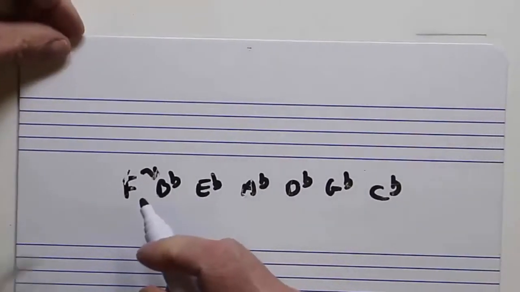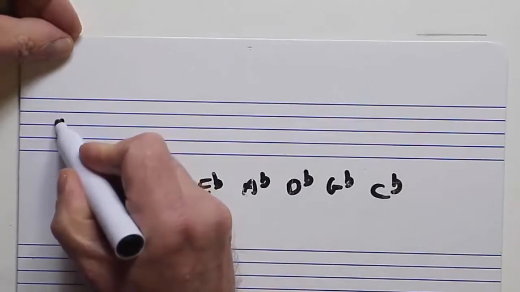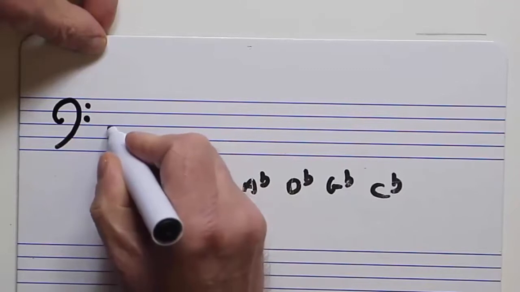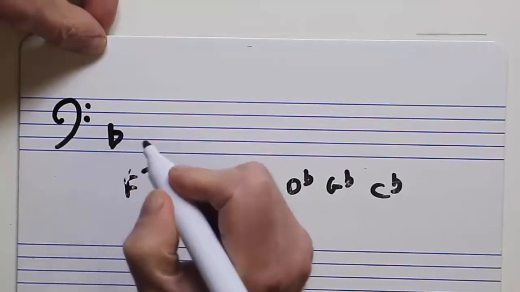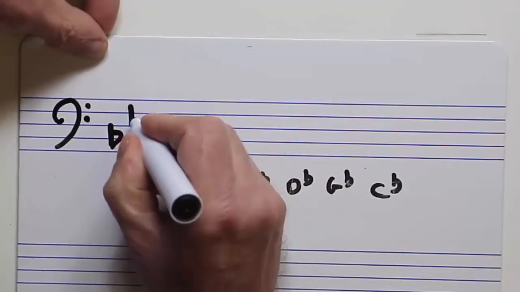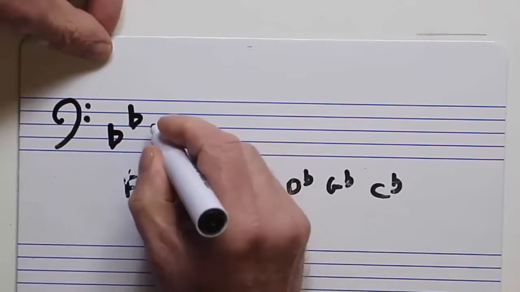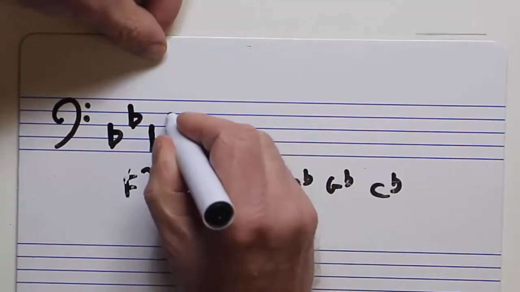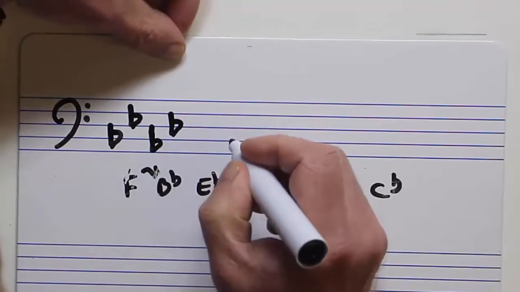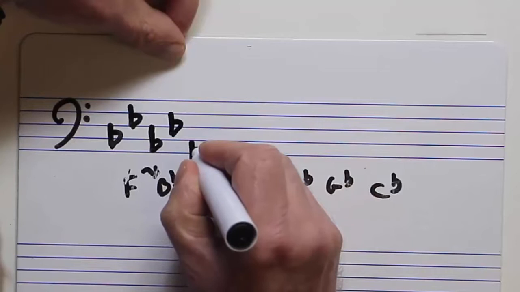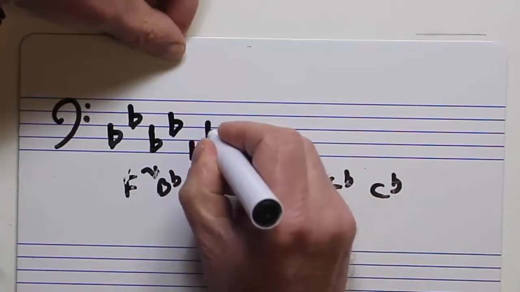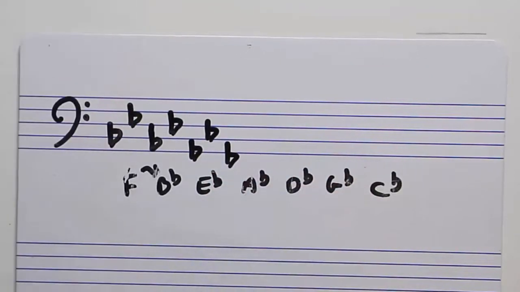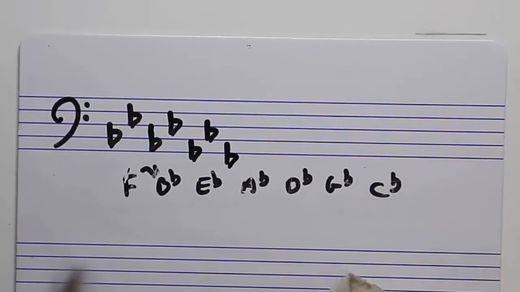So on bass clef, it's the same thing. So first one's B flat. Then E flat, A flat, D flat, G flat, C flat, and F flat. Should be there. Okay, so that's what it looks like, all the seven flats on a bass clef.